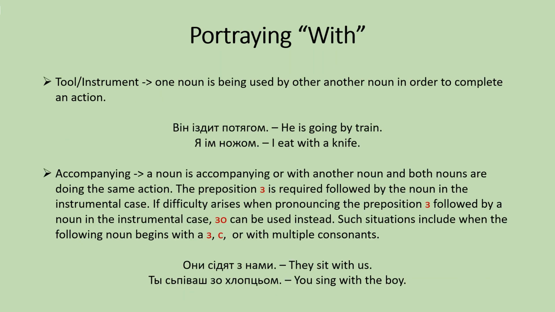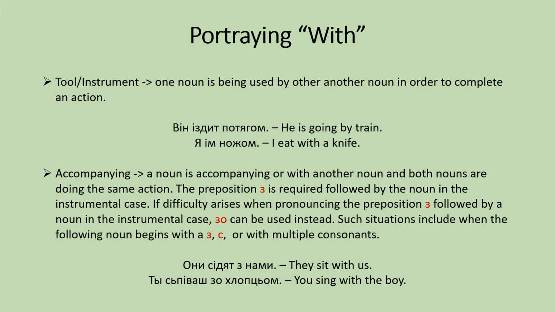Portraying with. There are two ways to portray with in Lemko. The first is tool or instrument. This is where one noun is being used by another noun in order to complete an action. For example, vin izdet potyachom. He is going by train. Ya im nožom. I eat with a knife.